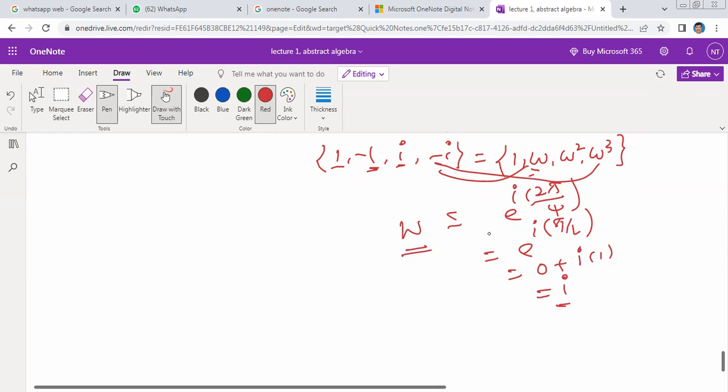Then now I need the omega square value. Omega is equal to i. Omega square means i square. i square is equal to minus 1.